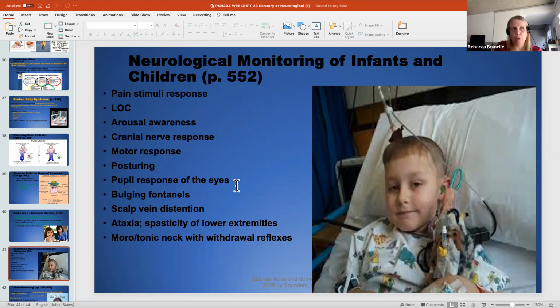Posturing, we talked about. Looking at their eyes, the response of their pupils, if they still have a fontanelle, is it bulging? You might see scalp vein distension in younger kids. Also inability to walk normally or spasticity in their lower extremities. So all of these things are things that you need to be paying attention to.